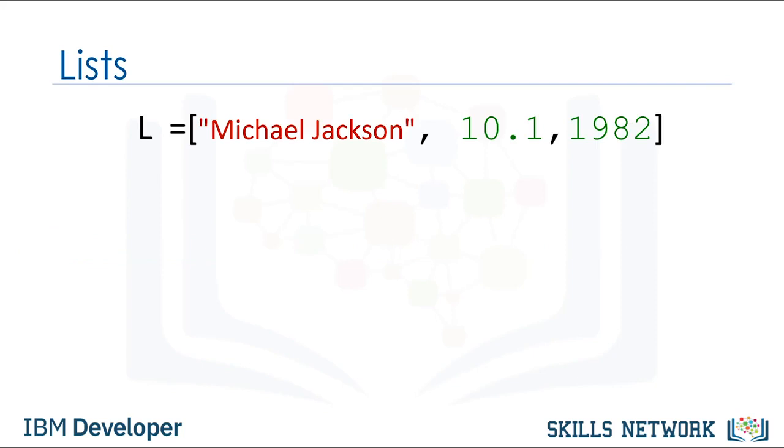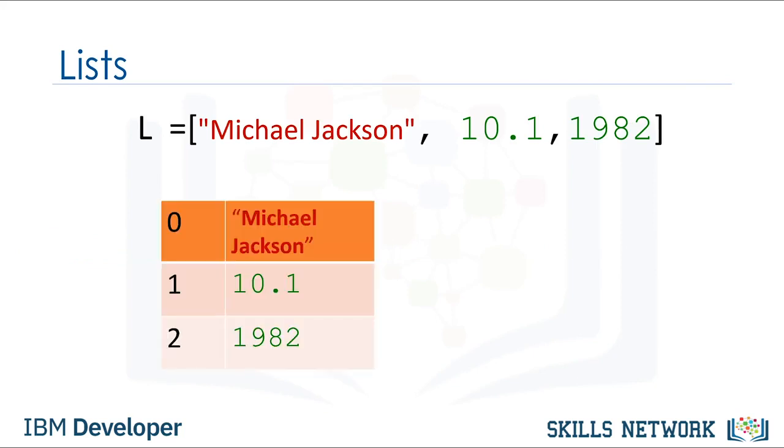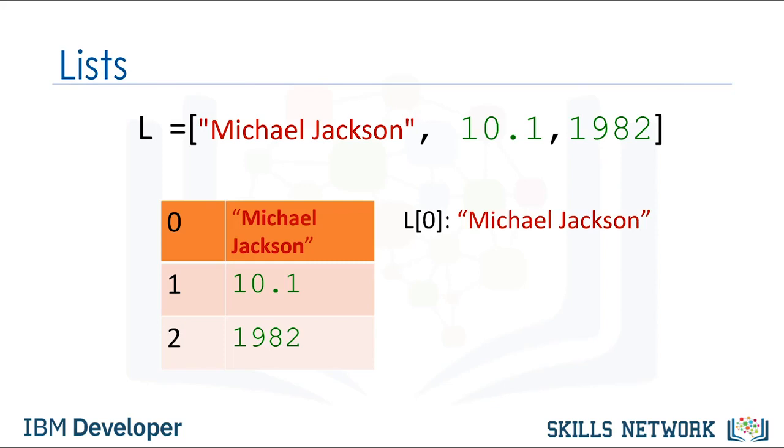Like tuples, each element of a list can be accessed via an index. The following table represents the relationship between the index and the elements in the list. The first element can be accessed by the name of the list followed by a square bracket with the index number, in this case 0. We can access the second element as follows. We can also access the last element.